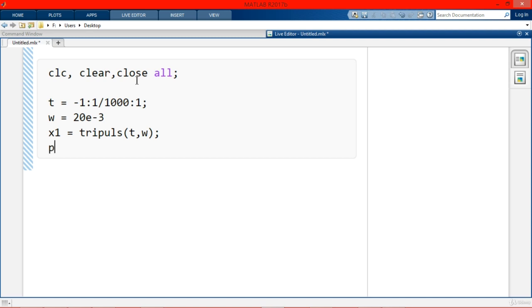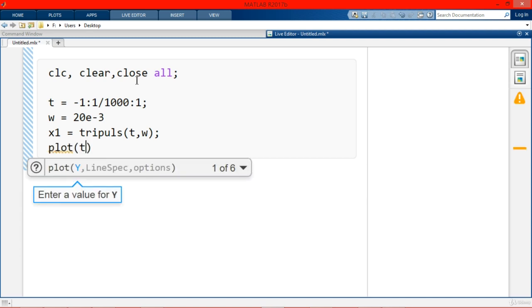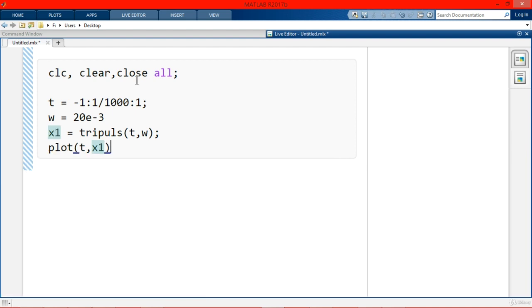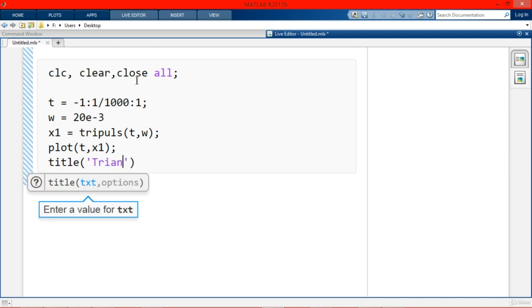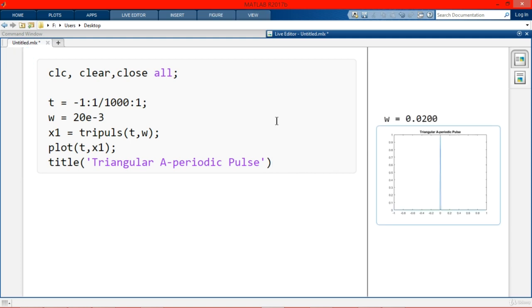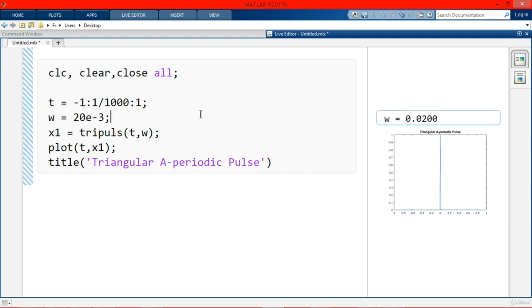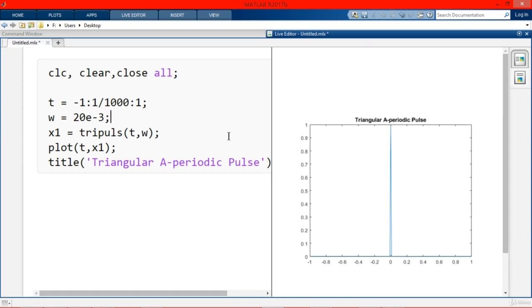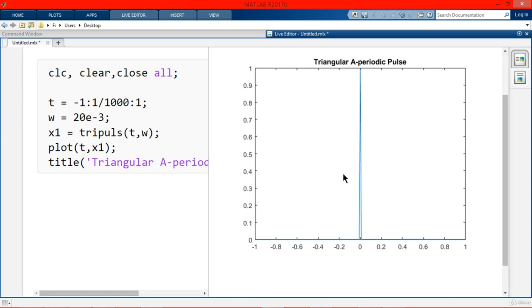Now plot this function, and put the title for this plot like this, and enter. You can see that since it's only a pulse and not repeating after a constant time period, it's an aperiodic signal.